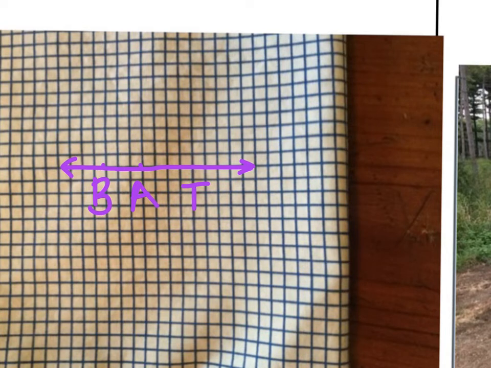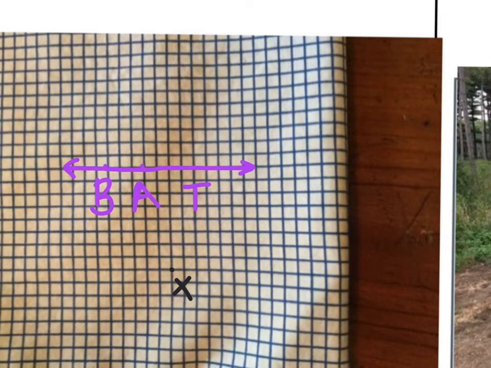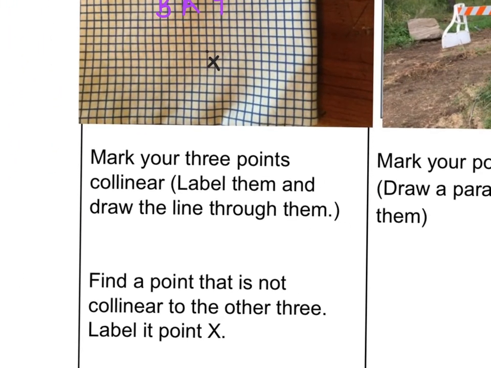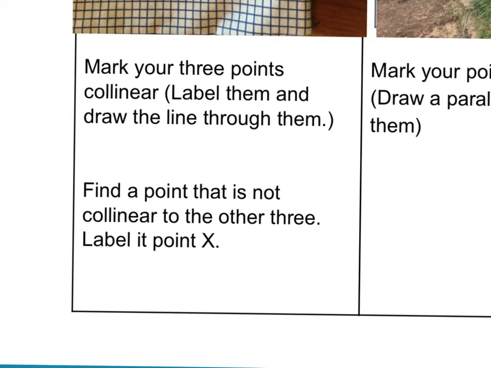Let's find one point that is not collinear. Here is a point. I know it's a point because 2 lines meet at this particular point. I'm going to call that one X. That one is not collinear. So I've now marked 3 points collinear, and I found a point that is not collinear, and I've called it X.